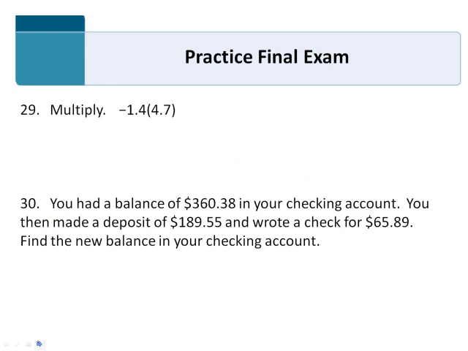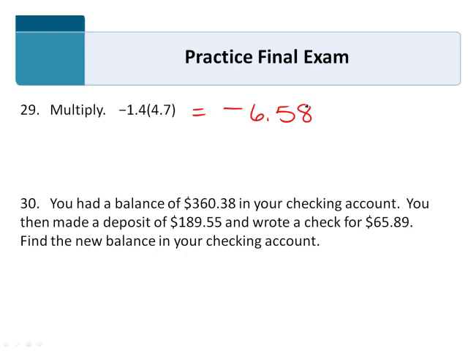Number 29. Negative 1.4 times 4.7. So a negative times a positive is going to be a negative. And then don't put any signs in your calculator. Just put in 1.4 times 4.7, and you should get 6.58, and it's a negative.